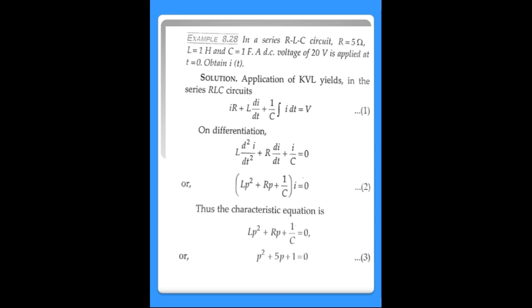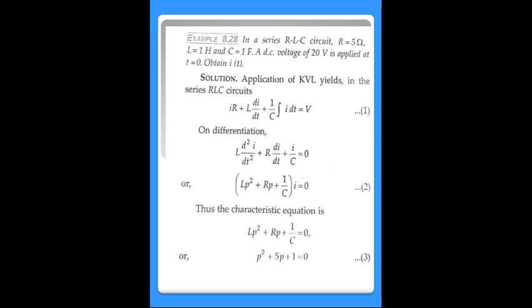We take an example to understand this. In a series RLC circuit, R is equal to 5 ohm, L is equal to 1 Henry, and C is equal to 1 farad. A DC voltage of 20 volt is applied at t is equal to 0. Obtain the value of current i(t).